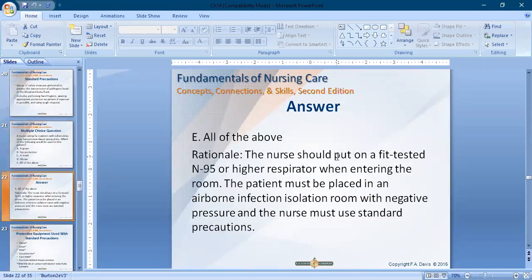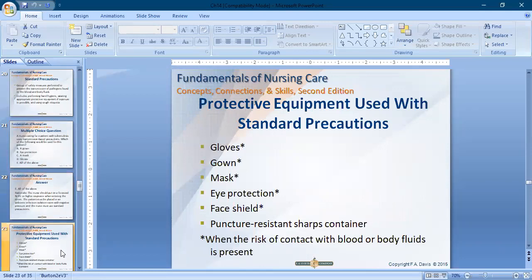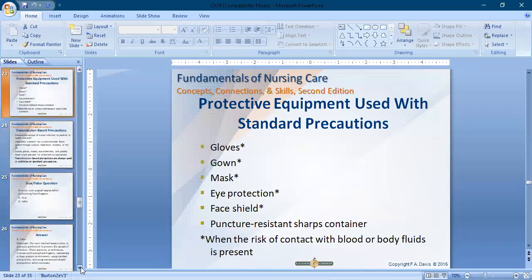The nurse should put on a fit-tested N95 or higher respirator when entering the room. The patient must be placed in an airborne infection isolation room with negative pressure, and the nurse must use standard precautions. Go next here. So, protective equipment used with standard precautions. What protective equipment do we have to wear?